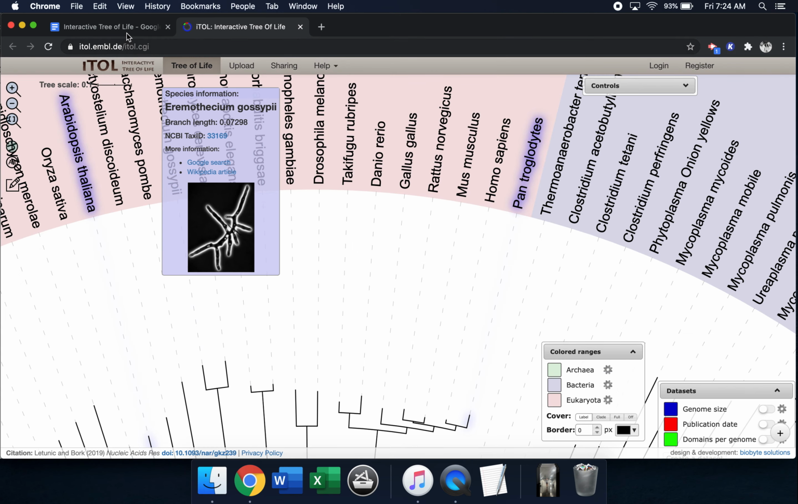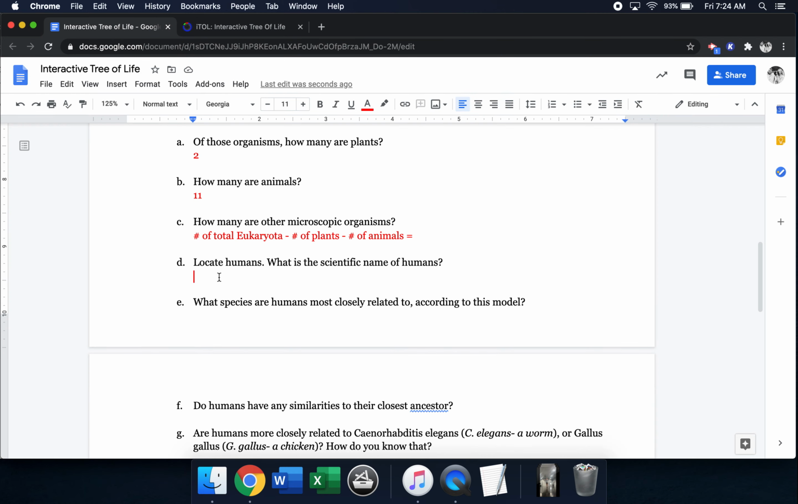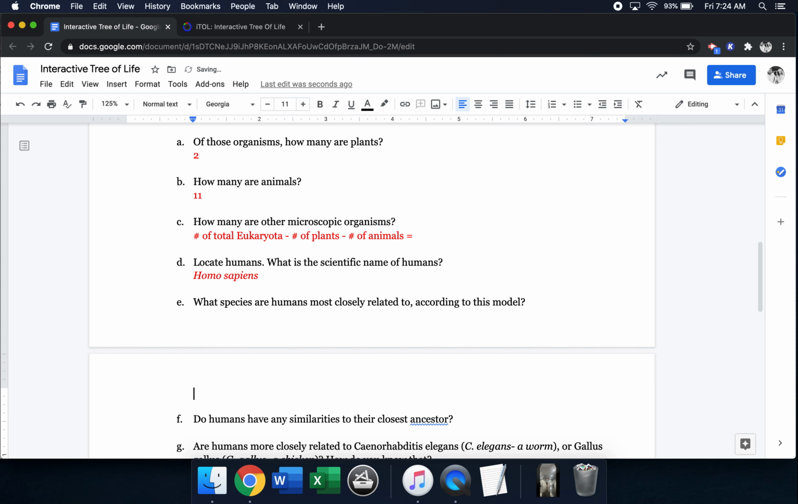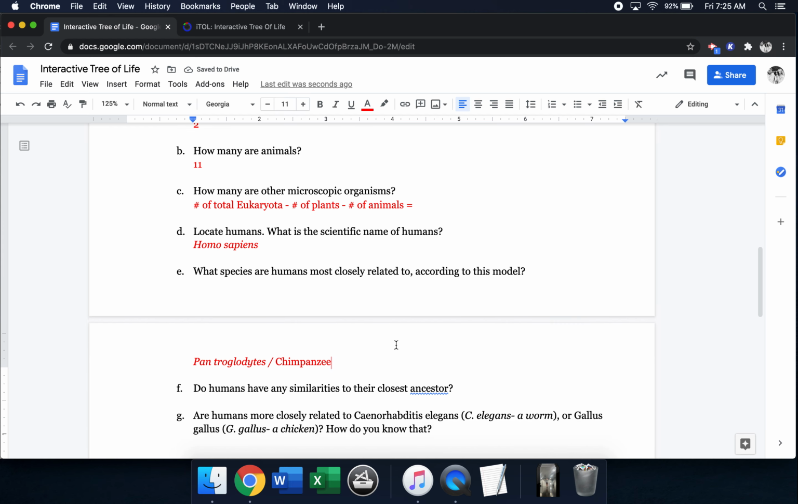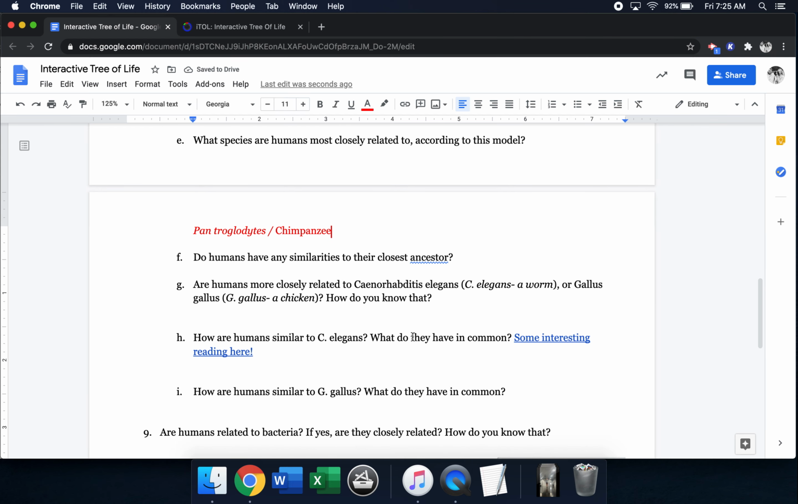Don't need that anymore. All right, so let's go answer those questions. So the scientific name, and scientific names are written in italics, so Homo sapiens. And what species was most related to humans according to this model? And the answer was, the scientific name was Pan troglodytes, which is a chimpanzee. Again, if I'm going quickly, you can just pause and rewind that last section.